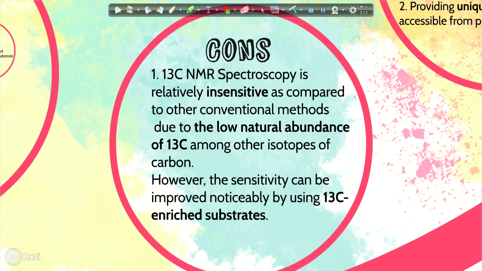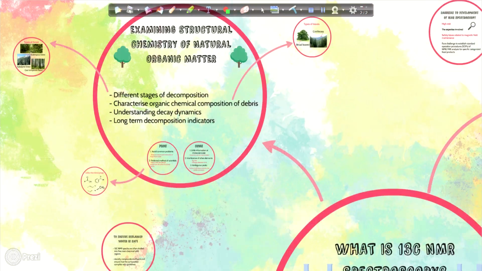As we mentioned earlier, carbon-13 NMR spectroscopy detects resonance from carbon-13, which is the only stable isotope of carbon with a magnetic moment. However, this causes carbon-13 NMR spectroscopy to be a relatively insensitive method compared to other conventional methods, because of the low natural abundance of carbon-13 among all other isotopes of carbon. However, this insensitivity can be improved noticeably by using carbon-13 enriched substrates.